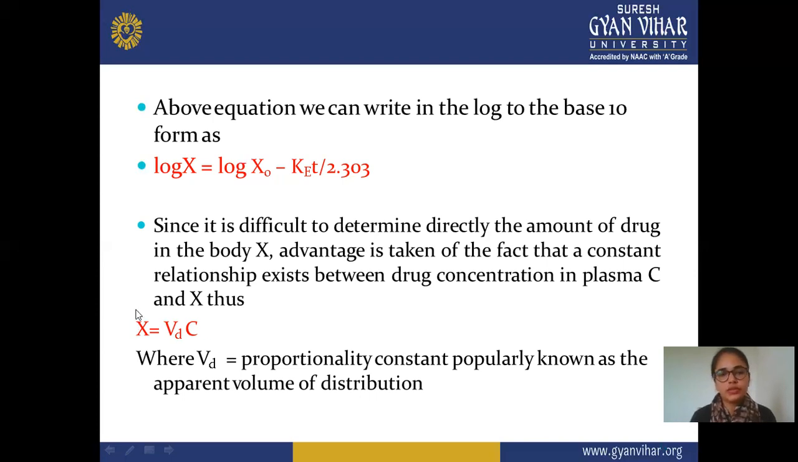X is the total amount of drug that is distributed throughout your body. So this is a simplified equation where we used a proportionality constant, popularly known as the apparent volume of distribution, and volume of distribution, both are the same. So this is the equation for the elimination rate constant.